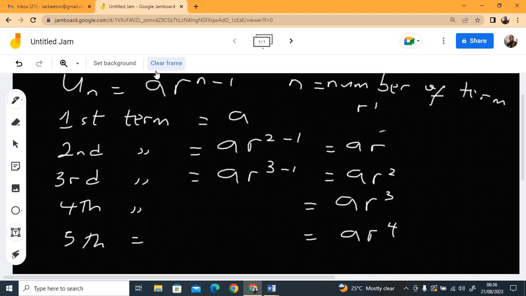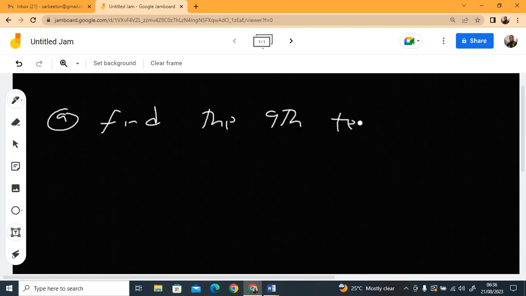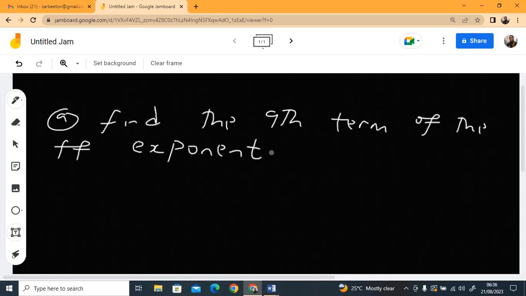So let's now look at some questions under this and how we can solve them. Let's assume we are given some exponential sequence and asked to find the ninth term. I told you exponential and geometric progression are the same thing. They can be used interchangeably.